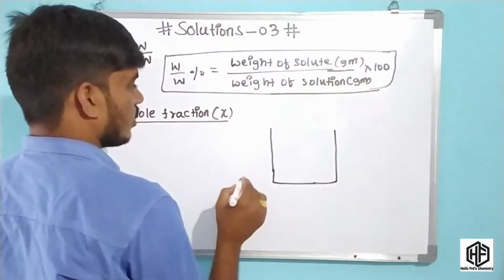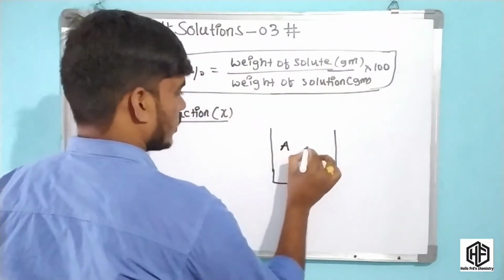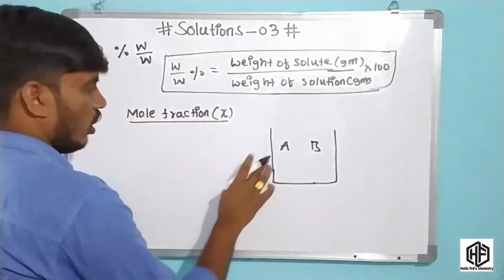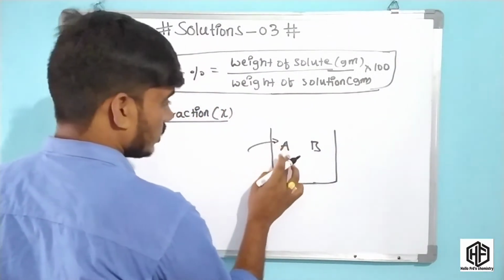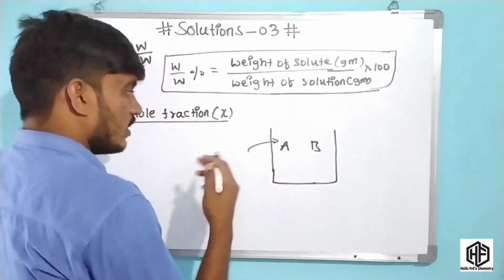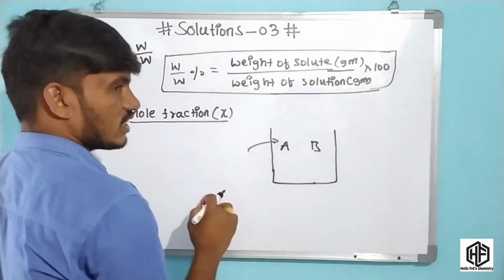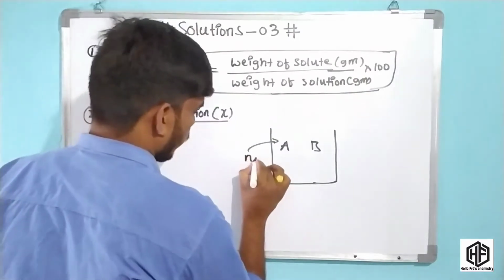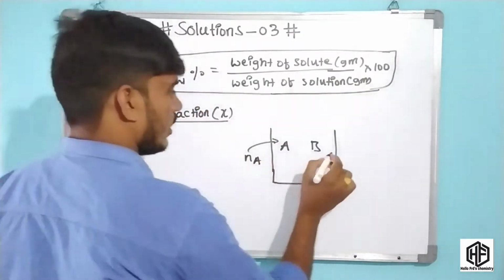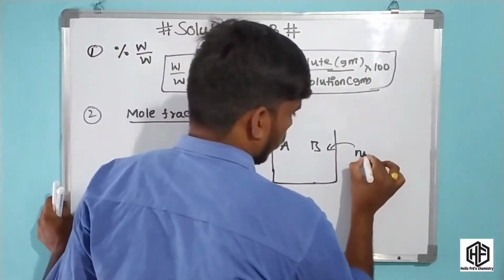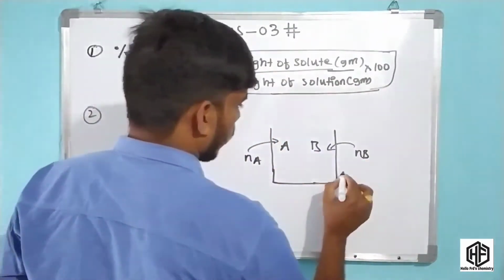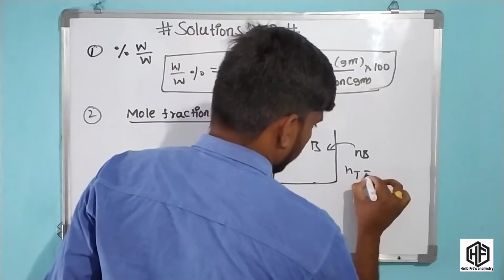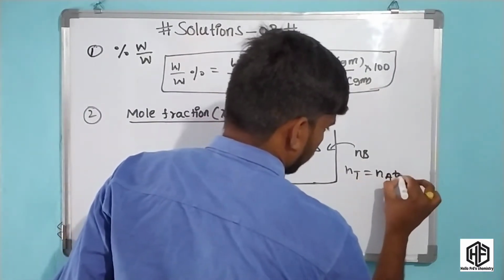Now in this beaker, components or substances A and B are present. The number of moles of substance A is Na, and the number of moles of substance B is Nb. The total number of moles in the solution is Nt, which is equal to Na plus Nb.